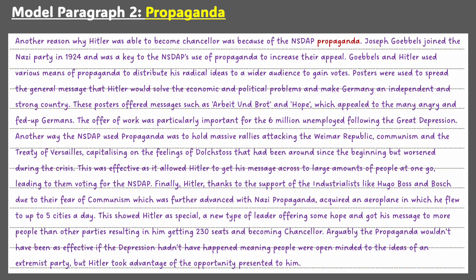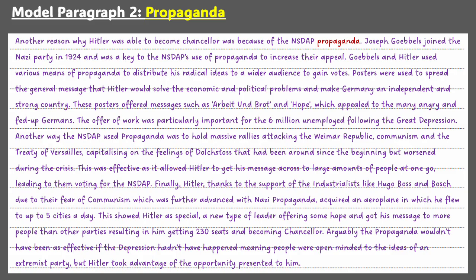"Finally, Hitler, thanks to the support of the industrialists like Hugo Boss and Bosch due to their fear of communism, which was further advanced with this Nazi propaganda, acquired an aeroplane in which he flew up to 5 cities a day. This showed Hitler as a special, new type of leader offering some hope, and he got his messages to more people than other parties, resulting in him getting those 230 seats, and then of course becoming Chancellor." So we're linking back to the question there, and then a little bit of analysis in here.